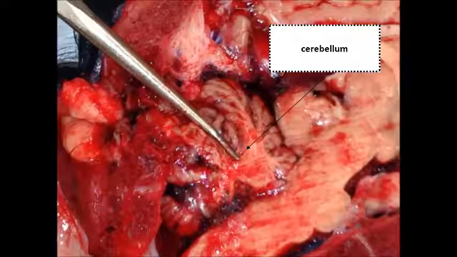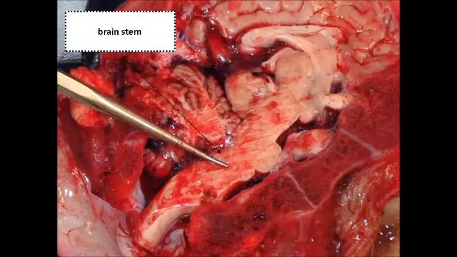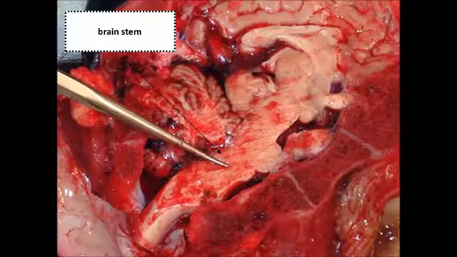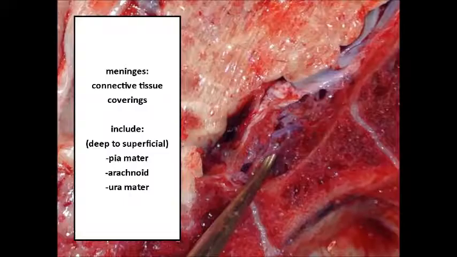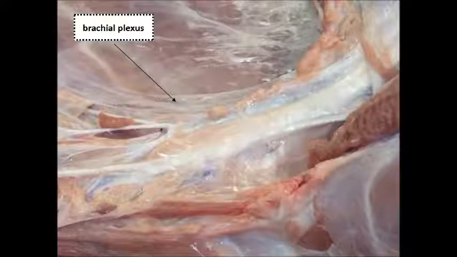The cerebellum is a smaller part of the brain that plays a role in motor control. The brainstem is the posterior part of the brain that is joined with the spinal cord, pons, and medulla oblongata. It regulates the central nervous system. The meninges are membranes that surround the central nervous system to protect it. The brachial plexus is the nerve system that runs from the spine down the neck and into the forelimbs.